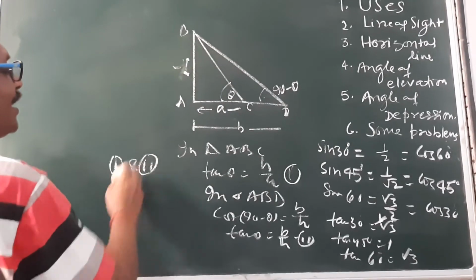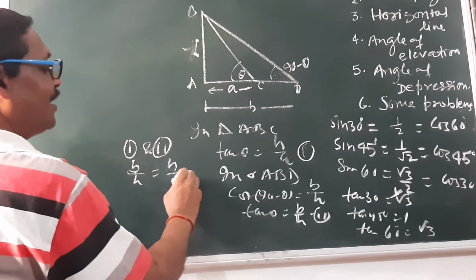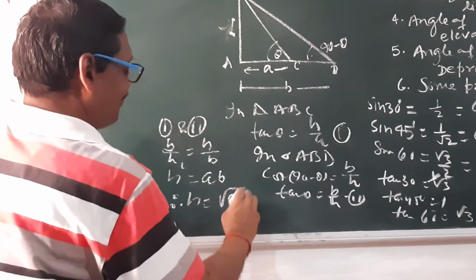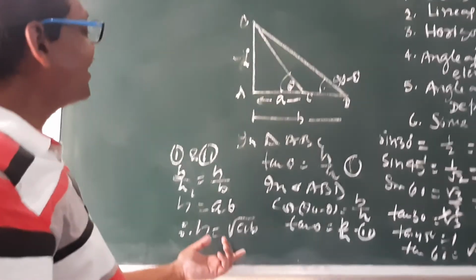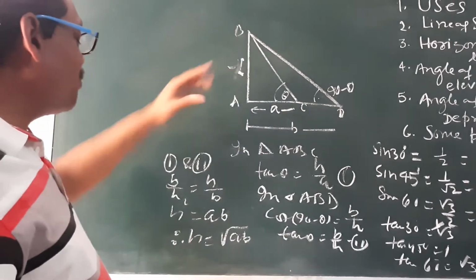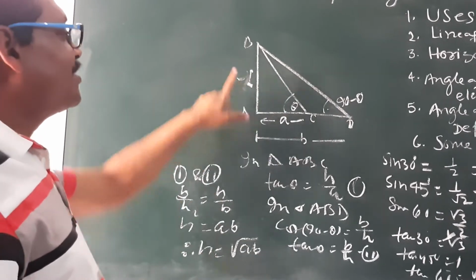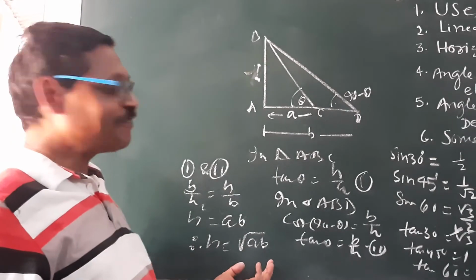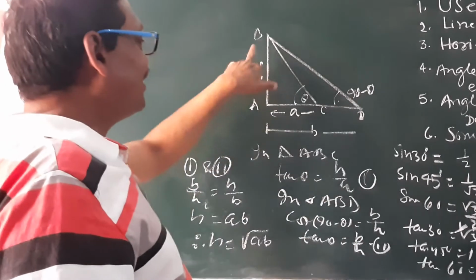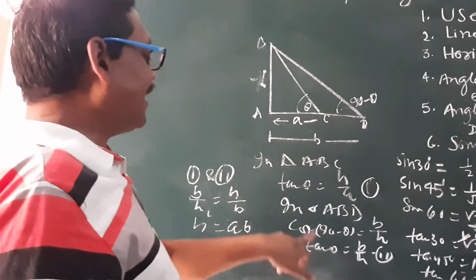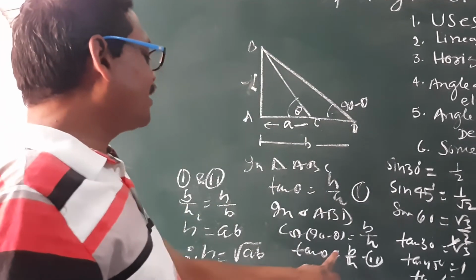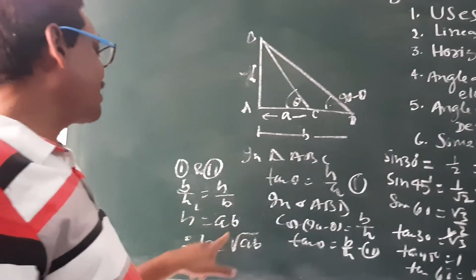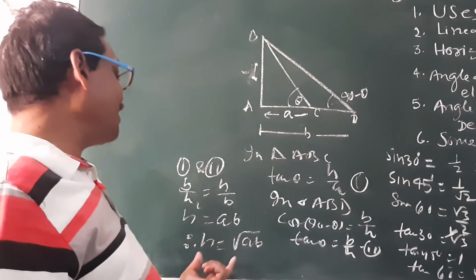From first and second, b by h is equal to h by a. So h square is equal to ab, therefore h is equal to root ab. Dear friends, we are able to find the height of the tower without climbing on it. Using such techniques, in triangle ABC, tan theta, and in triangle ABD, cot of 90 degree minus theta is equal to tan theta, and from first and second, h square is equal to ab and h is equal to root ab.